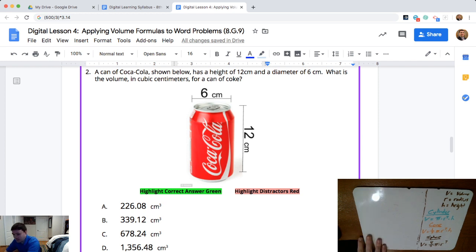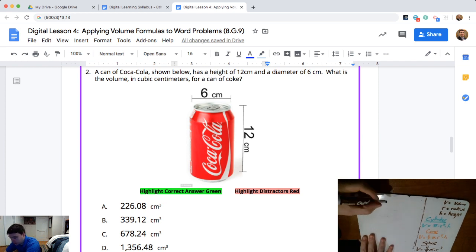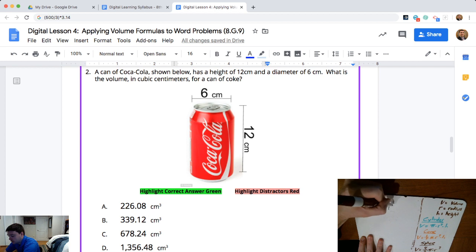Thank you, Jeff. Yep, the shape is a cylinder. The big question is, what is the height and what is the radius for that cylinder, because for every cylinder we're going to be using pi times radius squared times height.